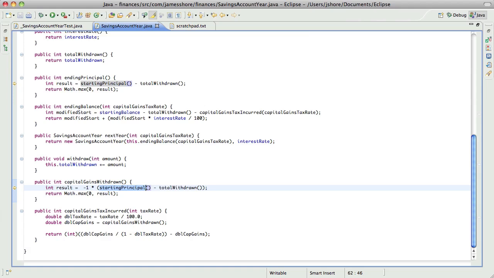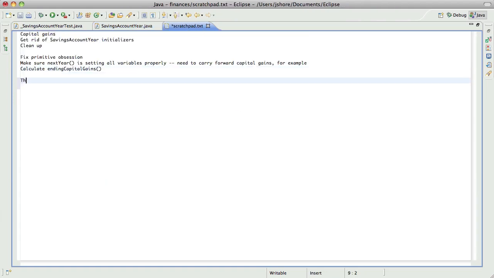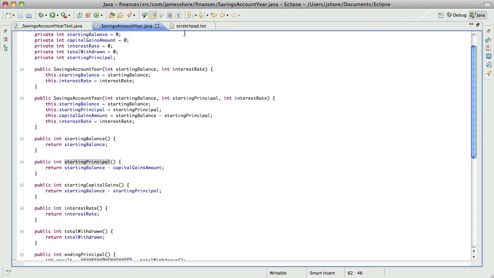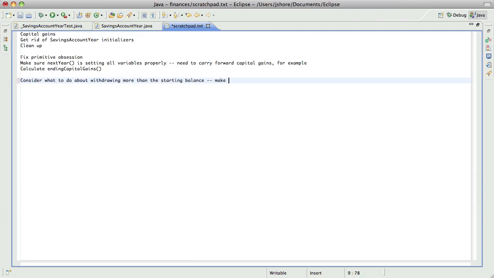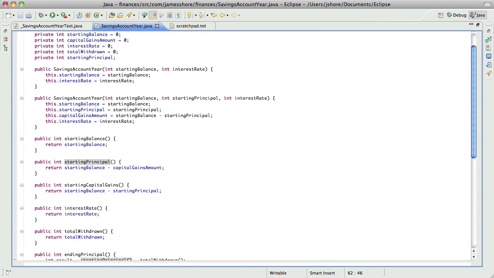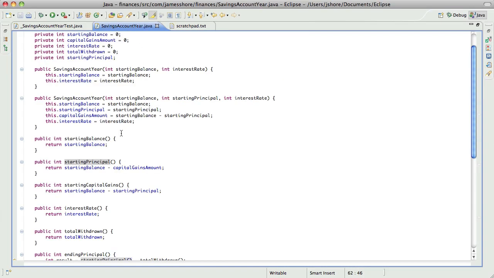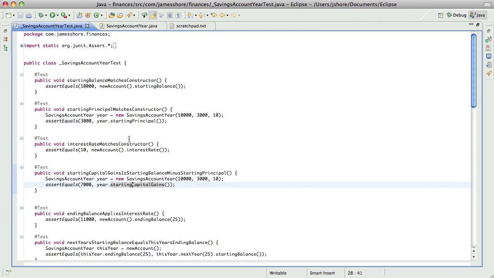This does assume that we're not withdrawing more than we actually have, so we need to consider what to do about withdrawing more than the balance. And you know what, I think I'm going to just make that a failure to start with. Okay, let's make that fail fast. Basically we'll make it an assertion. So we'll assert, and I could just throw in a runtime exception, but I want to do it properly, so I'm not going to do it just yet.